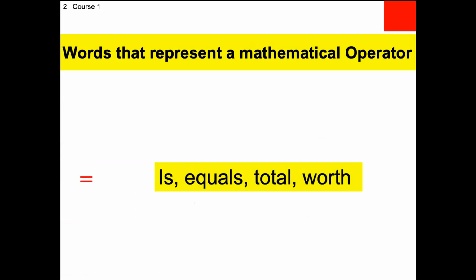There are other ones. Well, obviously equals, but total and worth. Total is a bad one because it's also the same word we use for addition. The total of 2 and 3 totals to 5. Sounds weird, right? But you could use the word total for the equal symbol. The sum of 2 and 3 is 5. 2 plus 3 equals 5. I will hold off on using the word worth. I have an example for that later on.